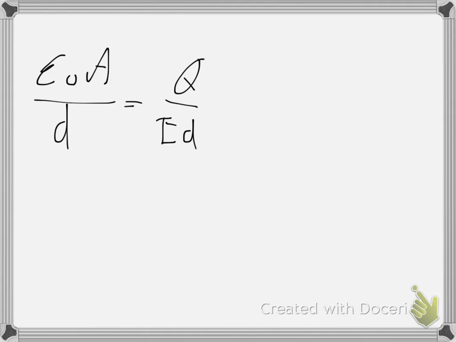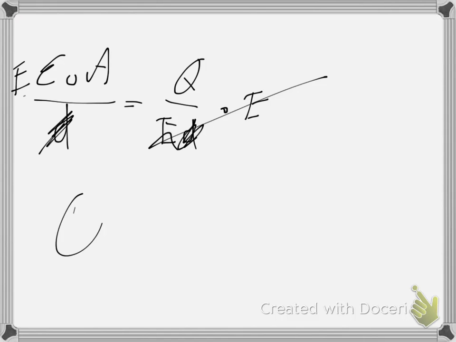Now, first thing is you see you have D in the denominator on both sides, so it automatically cancels out. That gives us epsilon naught A equals Q over E. Now, if I multiply each side by E, they cancel out there, giving me a new equation for my charge, which is epsilon naught A E. Now, epsilon naught is the free space permittivity. That is a constant that we already know, which is 8.85 times 10 to the negative 12 coulomb squared per newton meter squared. The area is given in the problem as 0.015 meter squared, and the electric field is the 245,333 newtons per coulomb we just determined.